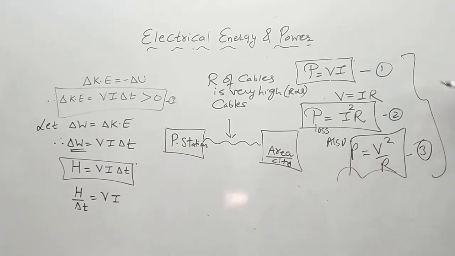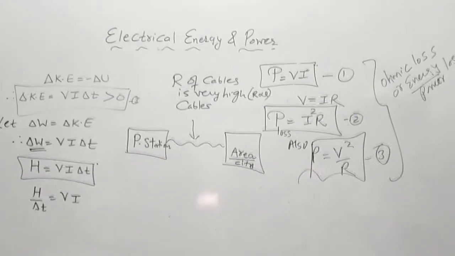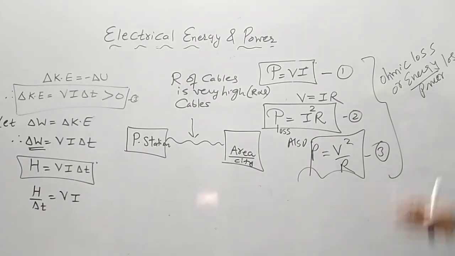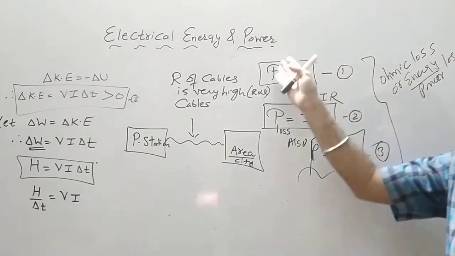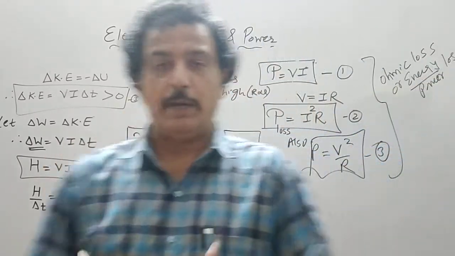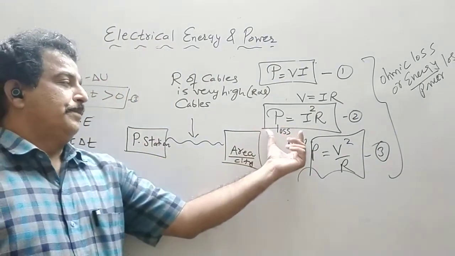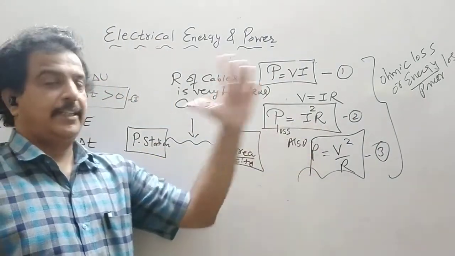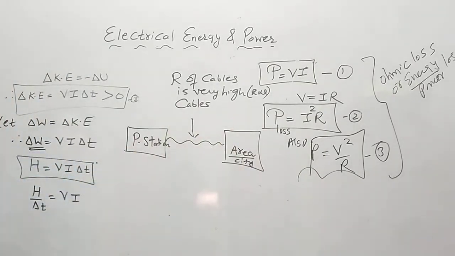All these losses are sometimes referred to as ohmic loss or energy loss, or you can say power loss, depending upon the formula. Sometimes we simply call them ohmic losses, or if it is in the form of energy, that is H, then it is energy loss, otherwise it is power loss. So power loss is very high if the resistance of the wire is very high.